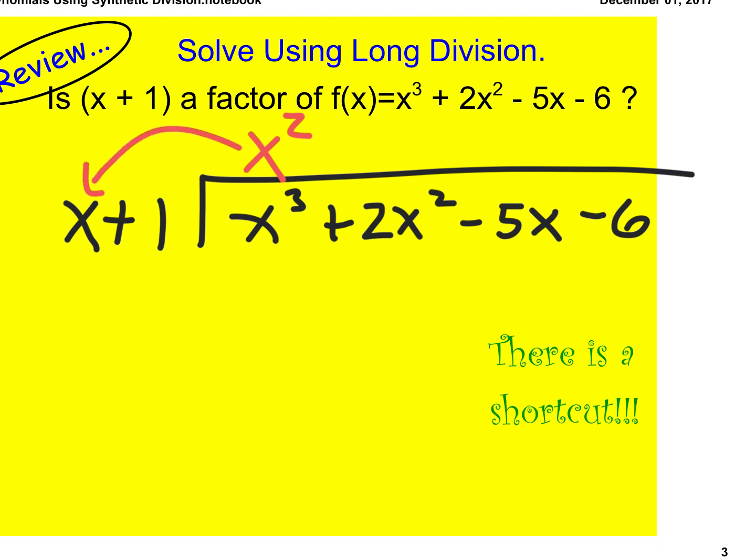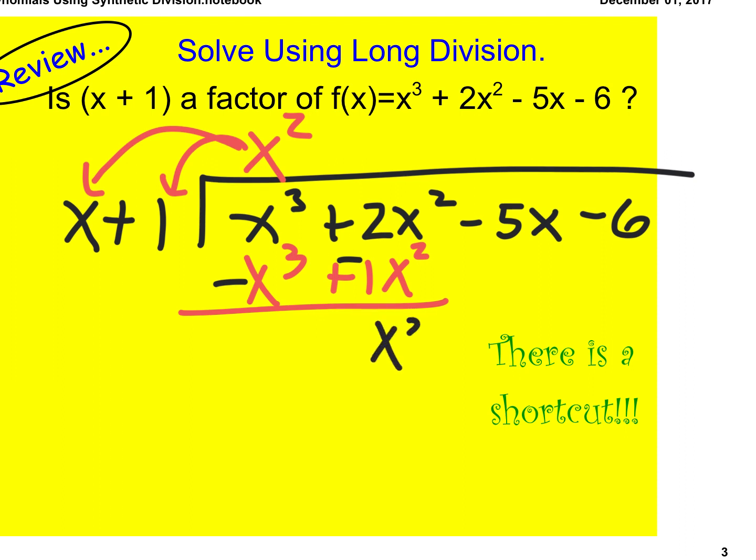Okay, I put an x squared there and that makes x to the third. And then they multiply it here, and that makes plus 1x squared. Draw a line, opposite, opposite. 1x squared, or just x squared, is here. I bring this down to keep going, and that's minus 5x. Next, I go up here and put a number. In this case, just an x.